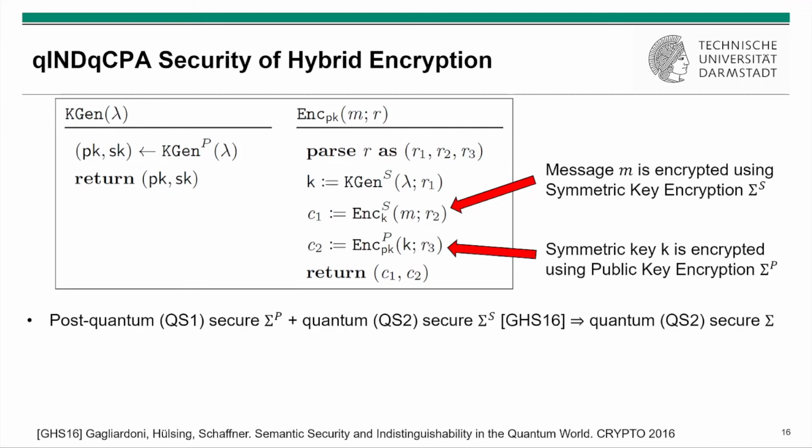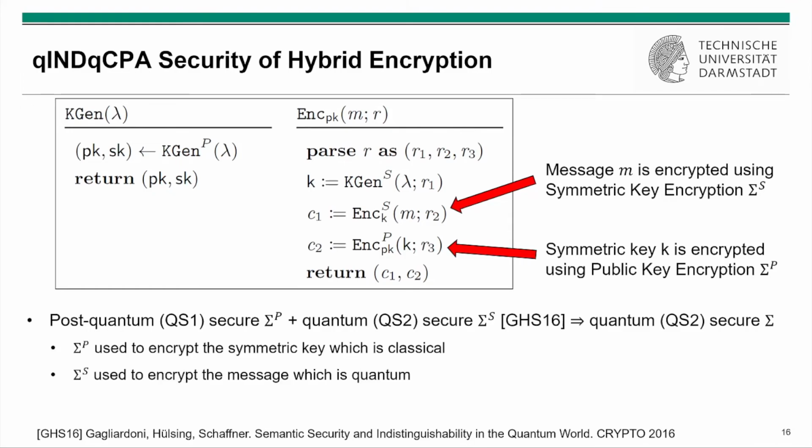What we show for this scheme is if the underlying public key encryption scheme achieves post-quantum or QS1 security and the underlying symmetric key encryption scheme achieves quantum or QS2 security, then this hybrid encryption scheme achieves our qINDqCPA security notion. And the idea here is that the underlying public key encryption scheme is only used to encrypt the symmetric key derived from the randomness, so it will be a classical key. That's why for the underlying public key encryption scheme, we only need security against classical messages. While for the underlying symmetric encryption scheme, there we will actually encrypt the message, so this has to be secure against encrypting messages in superposition.